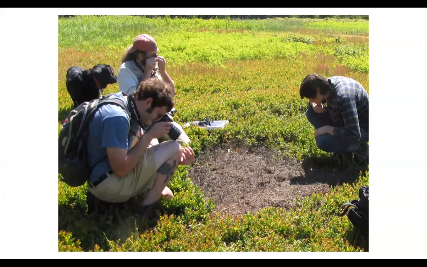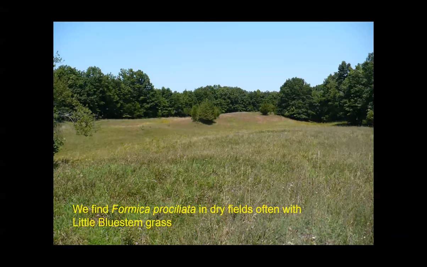We see it here in a heathland with bog bush blueberry. It makes very populous colonies. This is like a 3-foot diameter circle. It's not a mound, it's just a flat disked nest. But we mostly find it associated with these dry fields, often with little bluestem grass.